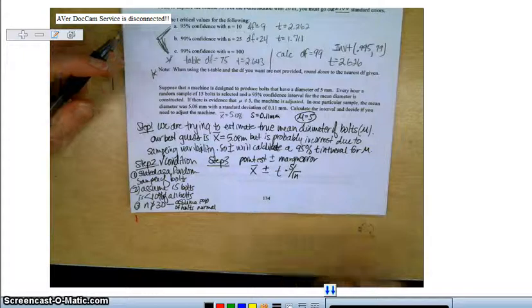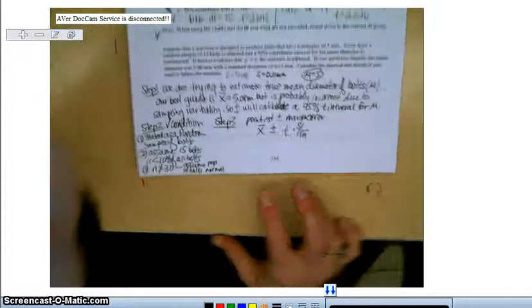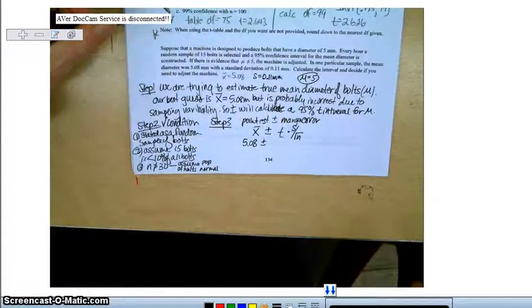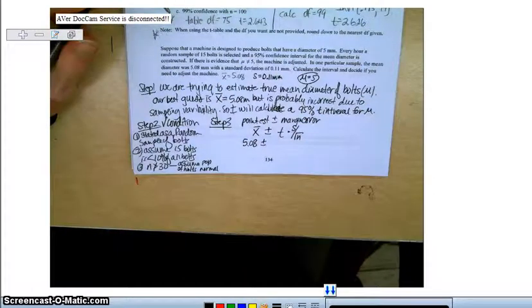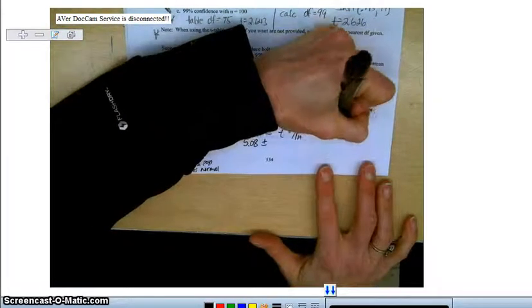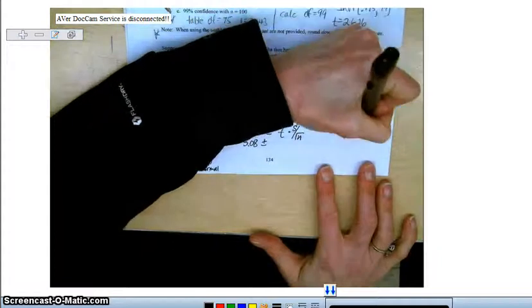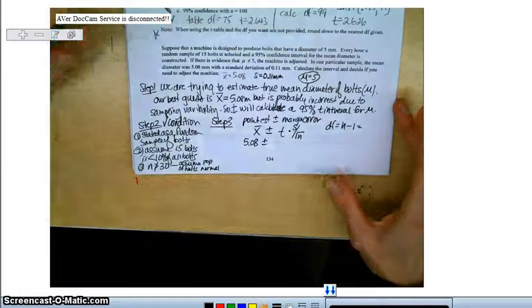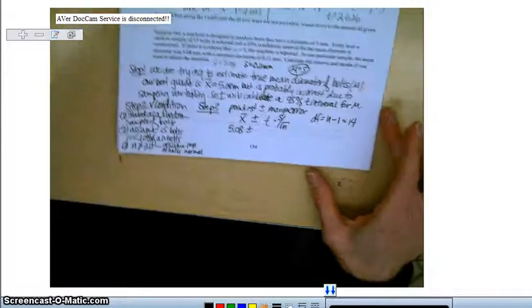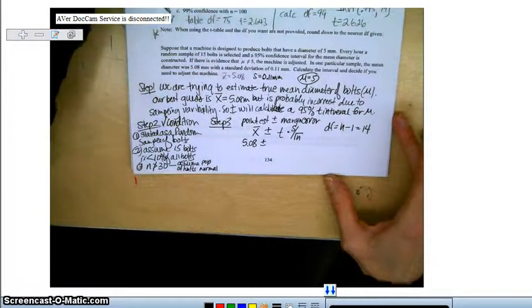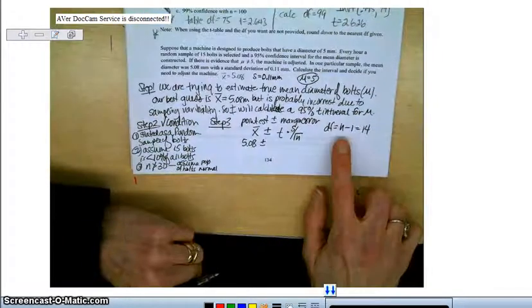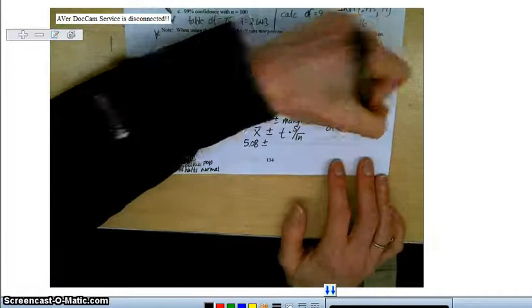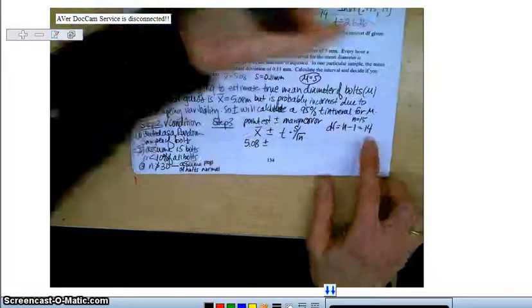Using this formula, you should be able to come up with any confidence interval that you need. So now I plug in 5.08 plus and minus. Now I need to look up my critical t. Something you have to write down is how many degrees of freedom you have. Degrees of freedom is n minus 1, which is 14 in my problem, because n is 15 bolts.